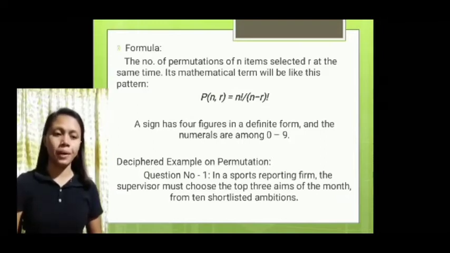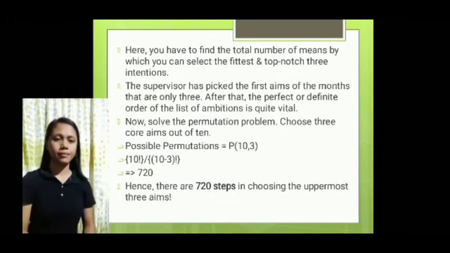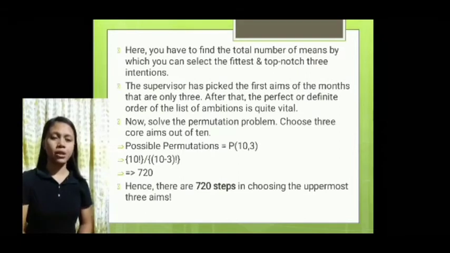Question number 1. In a sports reporting firm, the supervisor must choose the top 3 aims of the month from 10 shortlisted ambitions. Here you have to find the total number of ways by which you can select the top 3. The supervisor has picked the 3 aims of the month, and after that, the definite order of the list of ambitions is quite vital. Now, solve the permutation problem. Choose 3 core aims out of 10.